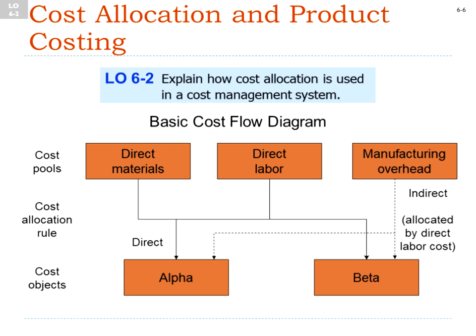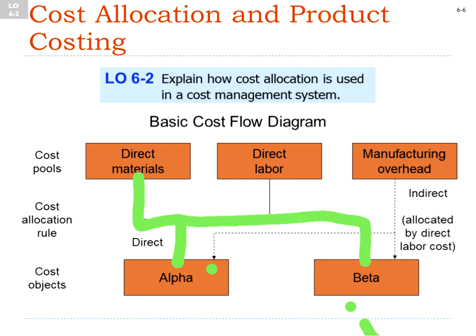Cost allocation. So we've already seen these cost pools in the previous chapters. We have direct materials, direct labor, and manufacturing overhead. This is a chart that just shows visually that there's a difference between direct materials and direct labor versus overhead. So for direct materials, you can trace it directly to a certain product. Right, so we traced these direct materials to the alpha product as well as to beta.